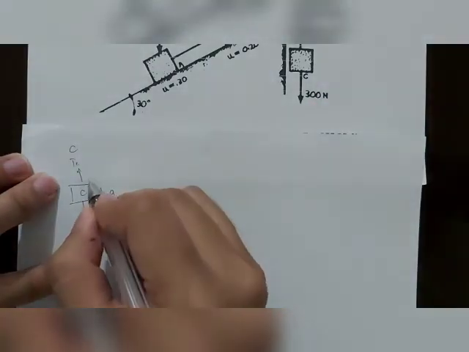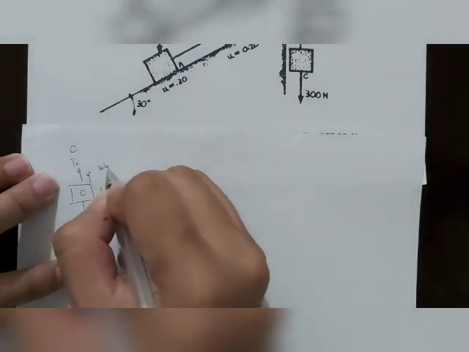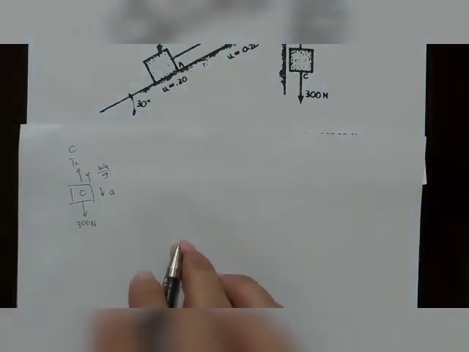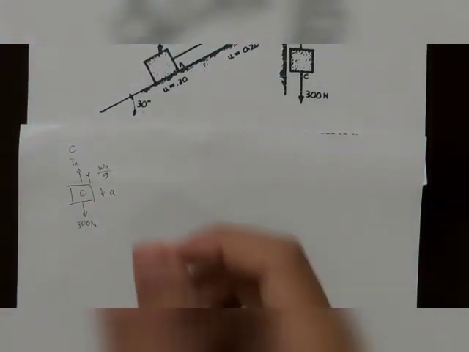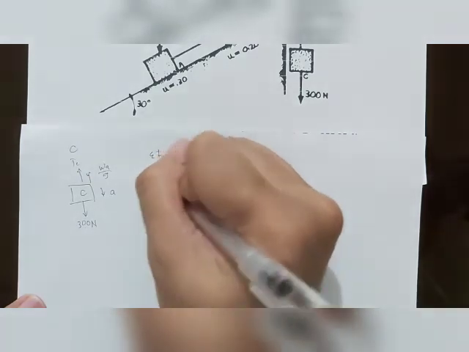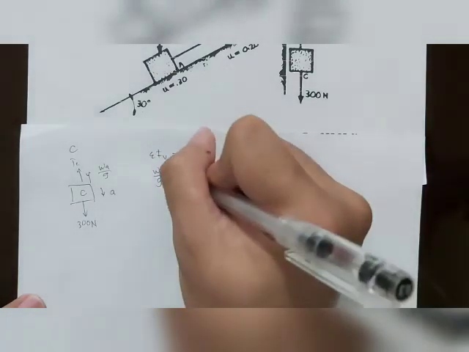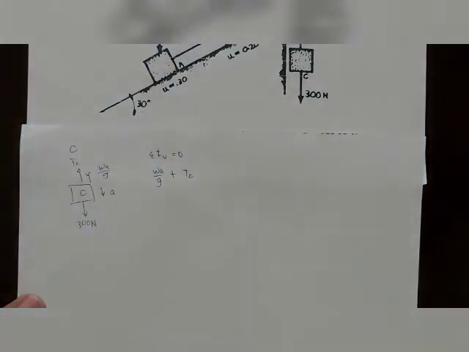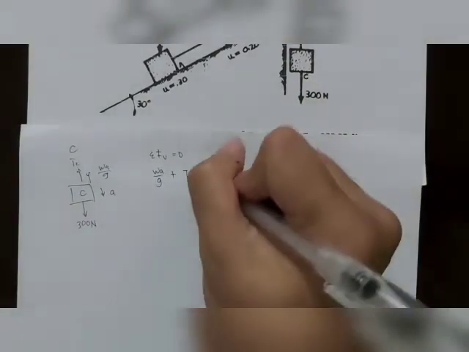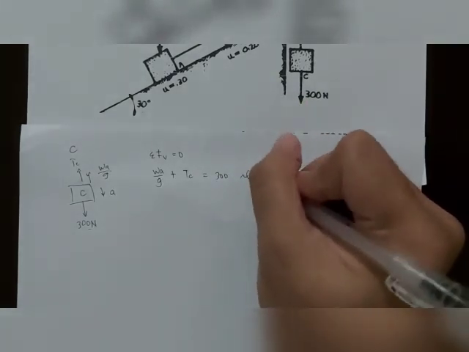So we have mass natin is pataas, WA over G. Okay. So we have summation of forces along vertical is equal to 0. So we have WA over G plus tension C. So tension C is equal to 300 Newton. So we have this equation 1.